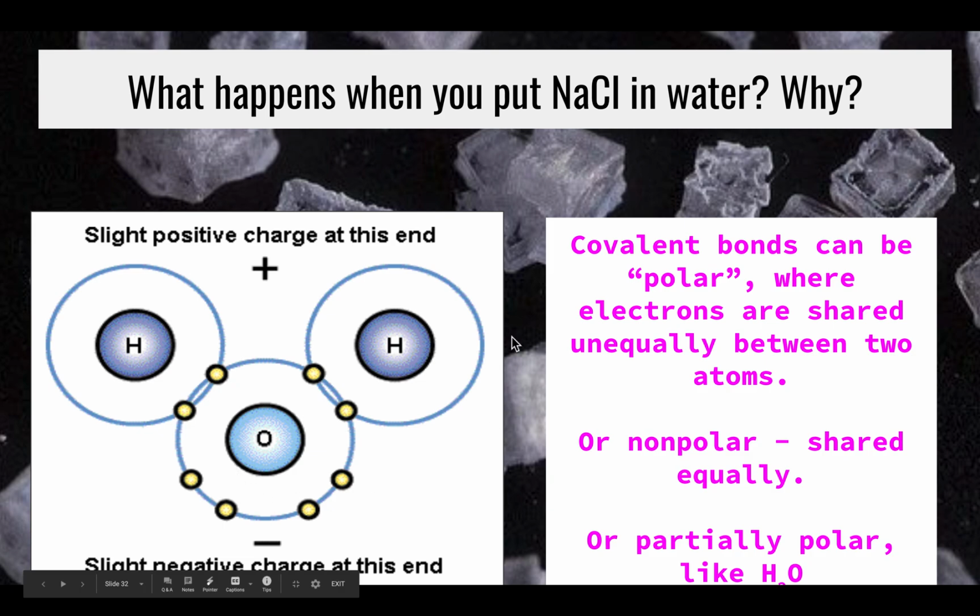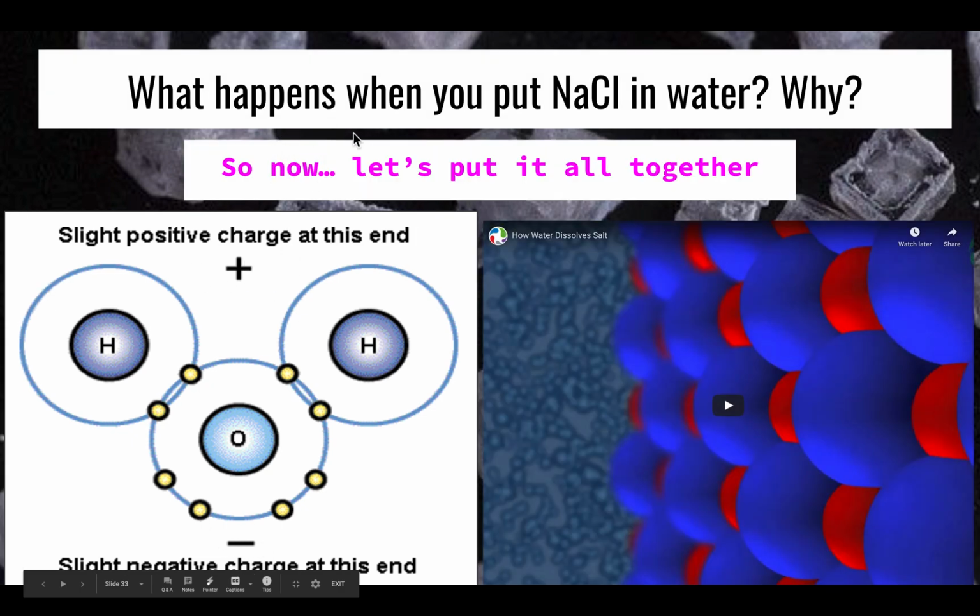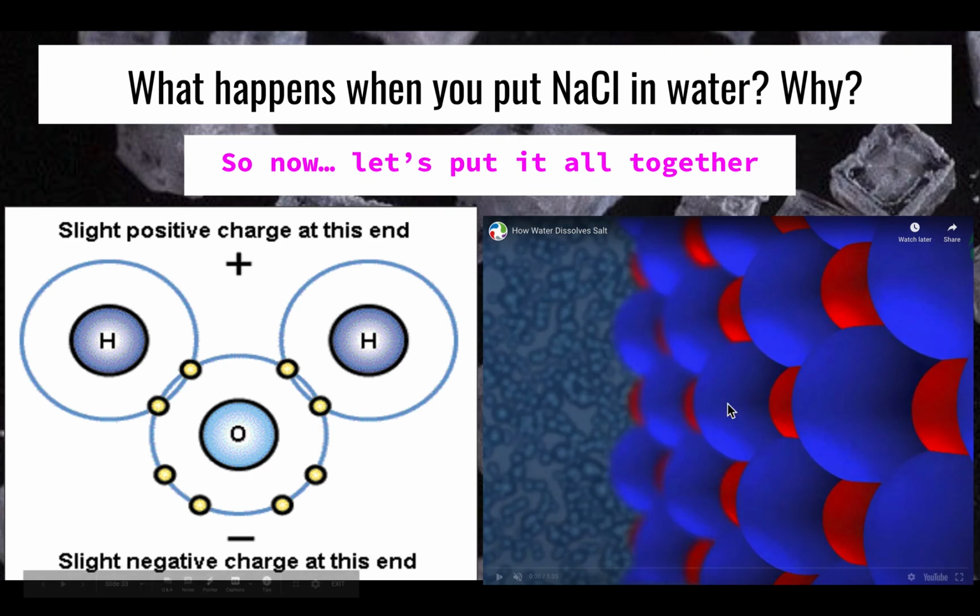Okay. So your book goes over this in quite a bit of detail. You don't really need to know that much about it for my preference, like on the quiz, but just know that this part is really important to what happens next when we put NaCl in water. So remember, our oxygen side has slight negative, hydrogen side has slight positive, okay? So what happens when you put NaCl in water? Let's watch this video.